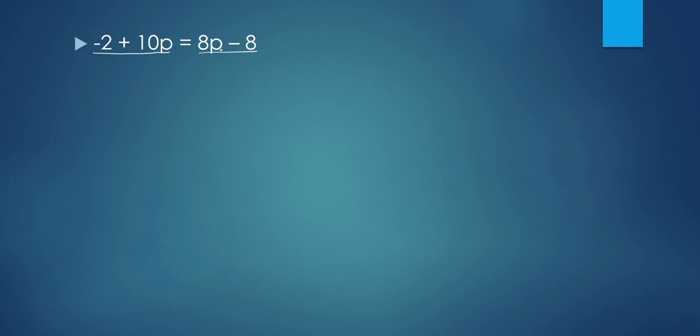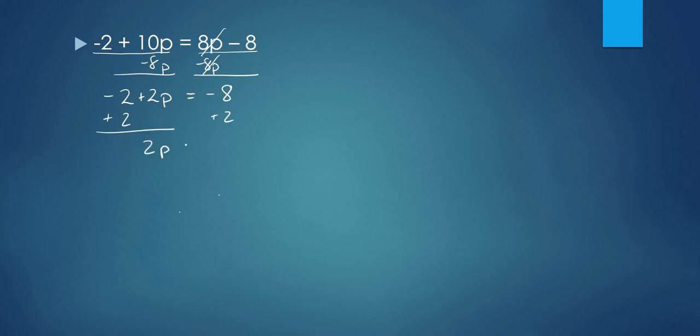So I'm going to work the variable terms first. To get the variable terms onto one side, I'm going to subtract 8p from the right and from the left, and then I will get negative 2 plus 2p equals 8p minus 8p is 0, so I just have my negative 8 left. Then I'm going to move the constants to the other side by adding 2. So I get 2p equals negative 6. So now I've gotten all the variables on the left and the constants on the right.